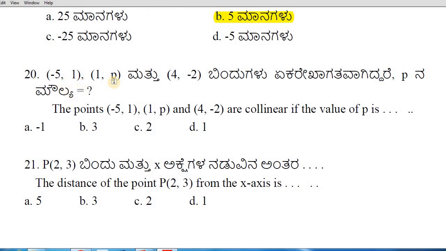Minus 5, 1, 1, P and 4, minus 2 are collinear. The value of P is, children, here they are talking about collinear, meaning the area of the triangle will be 0. So use the area of triangle formula, half into x1 into y2 minus y3 plus x2 into y3 minus y1 plus x3 into y1 minus y2. Use that formula and simplify. We get the answer minus 1. That is option A is correct.